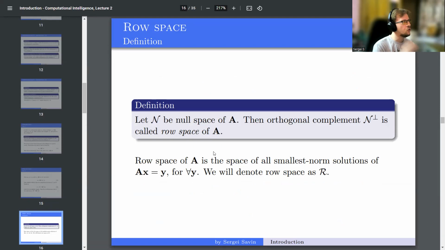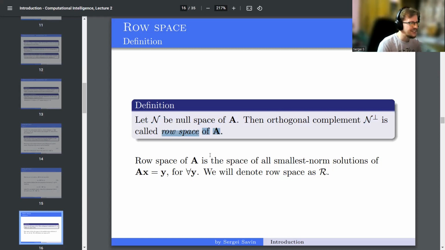All right, I will quickly go through the row space. I will try to just get it in a couple of minutes, and then we will finish for today. All right, so if N is a null space of A, then the orthogonal complement of N, so this N perp, is called a row space of A. This is a row space of A, just the orthogonal complement of the null space.